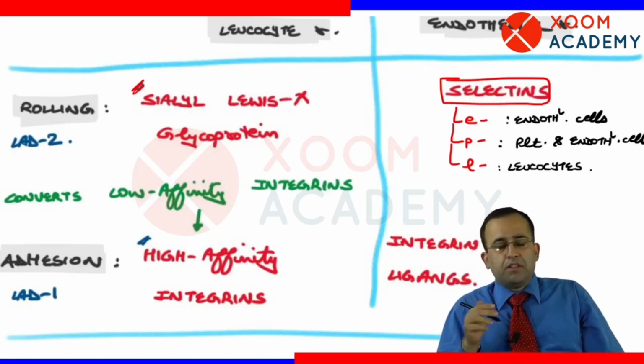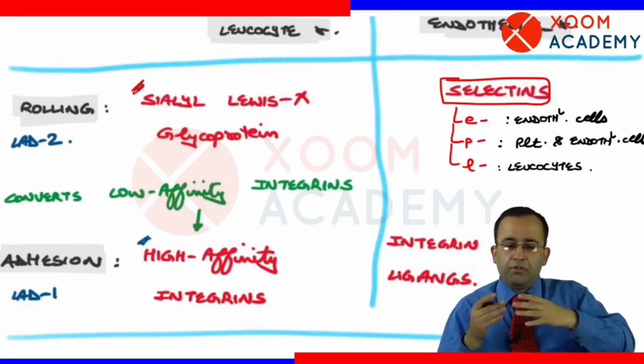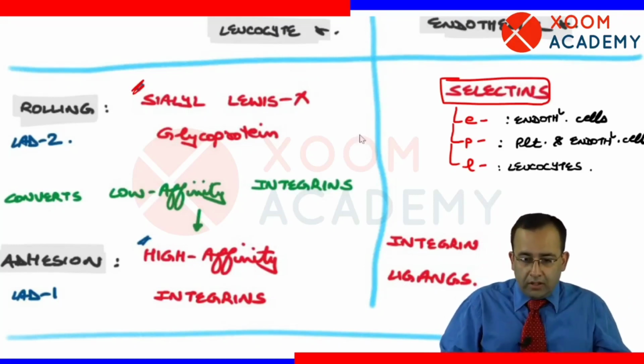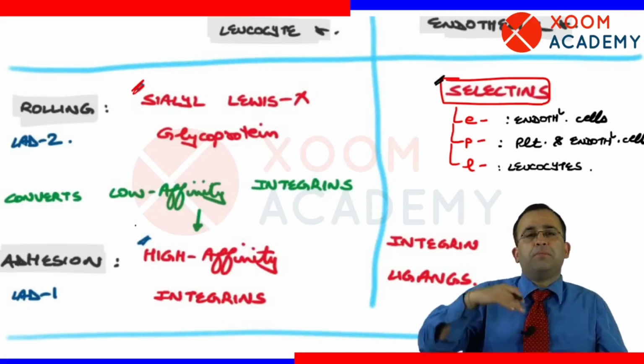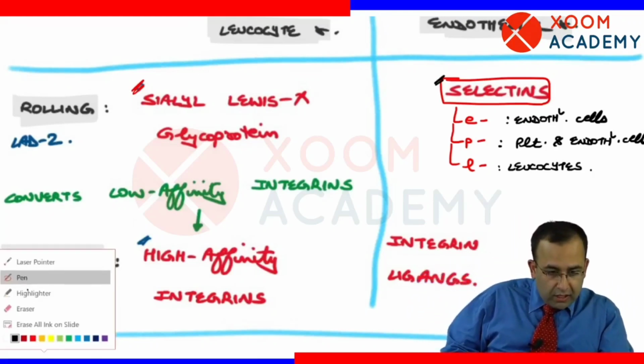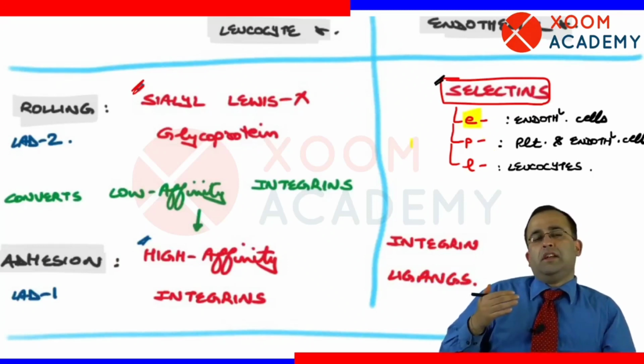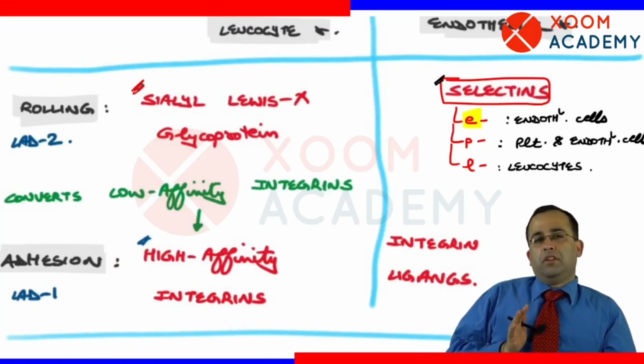कौन सा selectin plays a major role? E-selectin, L-selectin या P-selectin? What are selectins? Selectins, these are the endothelial receptors for rolling. Endothelial cells पे present है ना? So which selectin plays a major role in inflammation? That is E-selectins. E-selectins play a major role in inflammation.